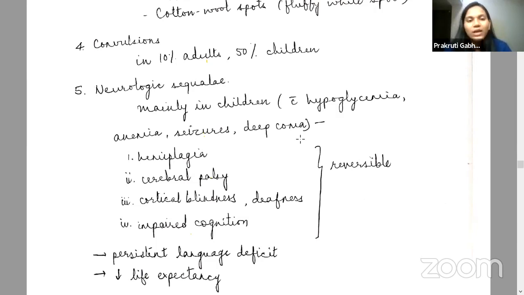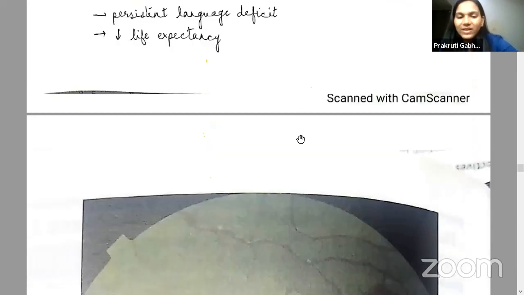And the sequelae are usually hemiplegia, cerebral palsy, or blindness or impaired cognition, which usually these functions restore in about 6 months. But overall, there is a persistent language deficit, and the children also have a decreased life expectancy.